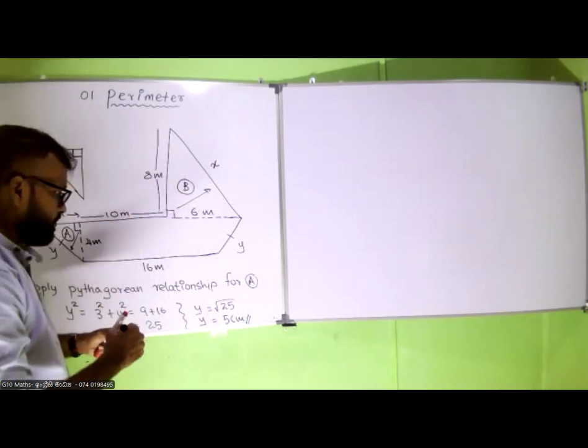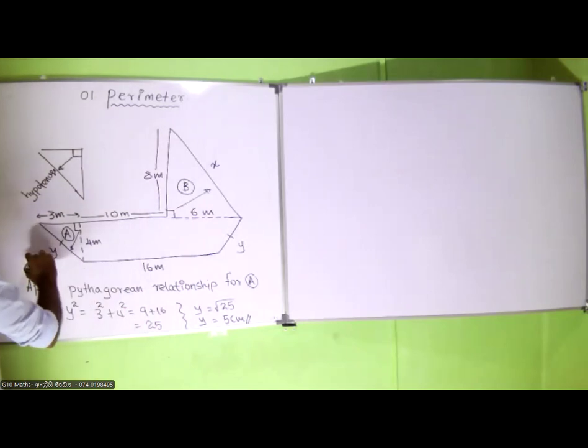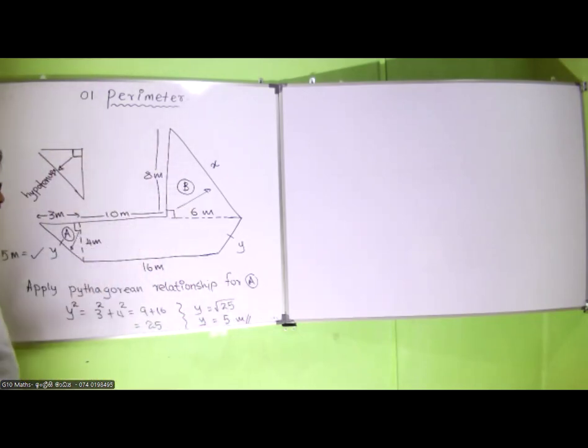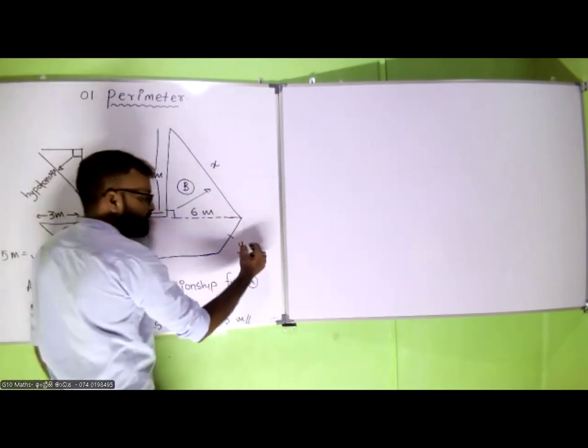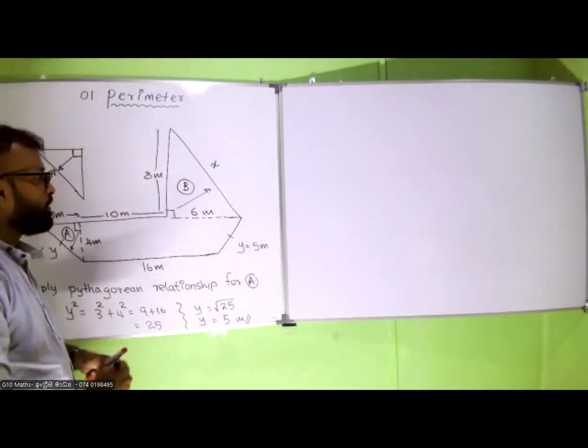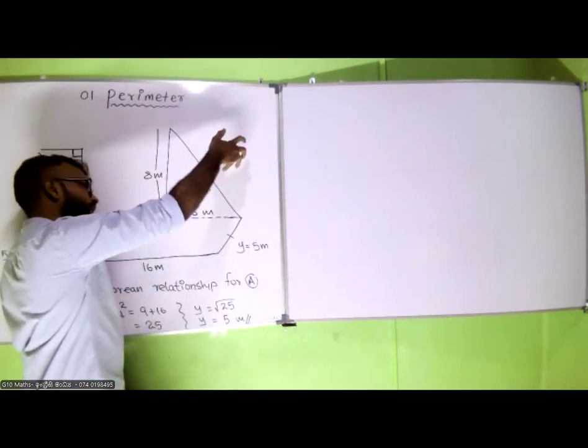5 centimeters. So you guys know this one now. Y is 5 centimeters. Sorry, 5 centimeters, not 5 meters, because all the lengths are in meters. And this y is also 5 meters. This y is also 5 meters. So now we have to find x.